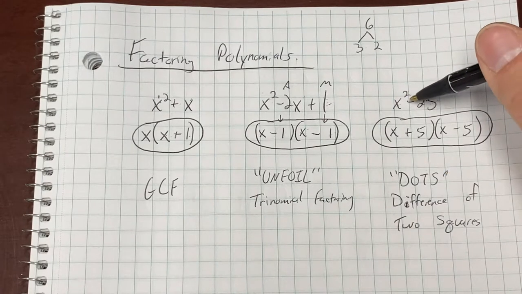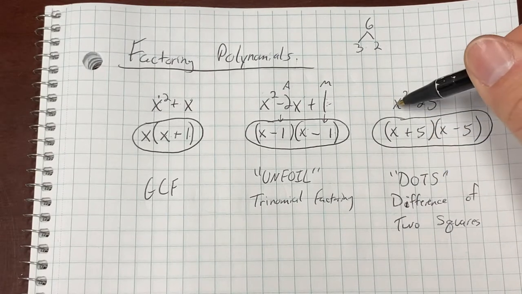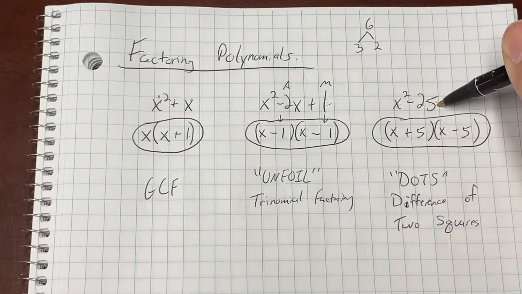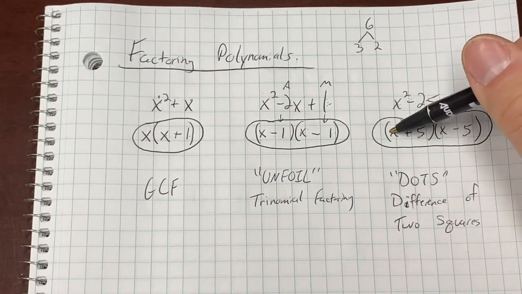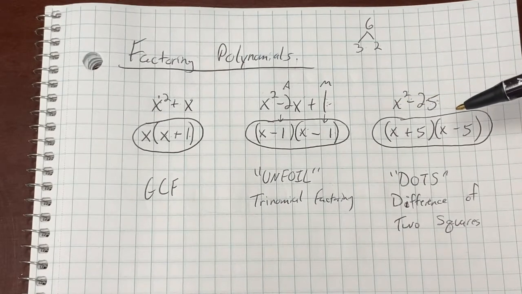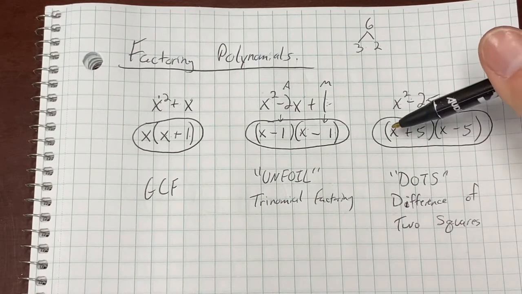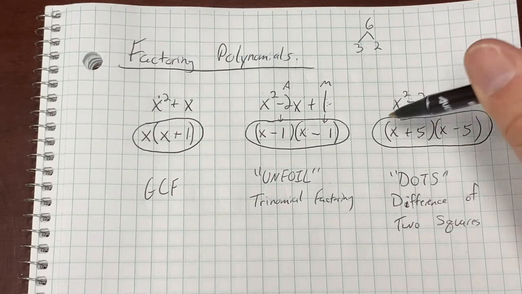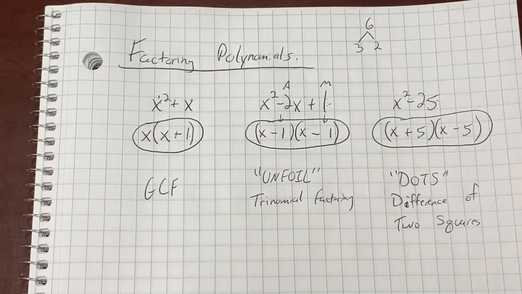If it was x squared minus 10, not dots. If it was x squared minus 9, 9's a perfect square, we'd have x plus 3, x minus 3. If it was x squared minus 100, 100 is a perfect square, x plus 10, x minus 10. These ones are super easy. The trick is just recognizing when you have one.